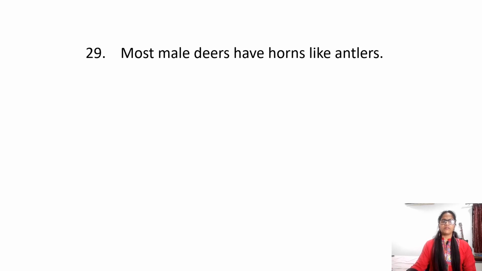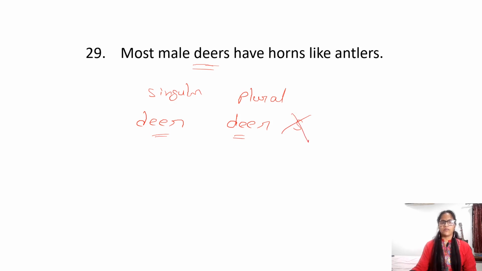Next, most male deers have horns like antlers. Deer, the plural form is deer. Both singular and plural form is deer only. Deer does not have an S form. Okay, so here most male deer have horns like antlers is the correct answer.